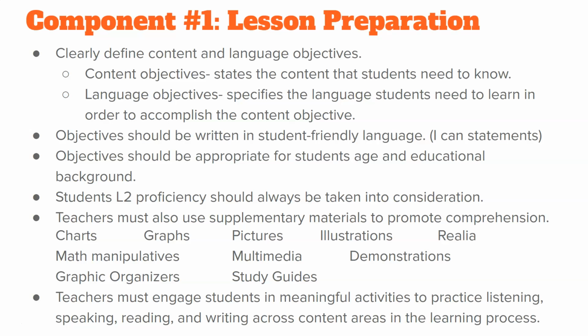Also, their L2 proficiency should be taken into consideration when you are thinking about the language objective. So if a student is in, let's say, third grade, but they're still in the silent period, the language objective might be for them to respond with a thumbs up or a thumbs down. So, not something where they have to produce language, because we know that when students are in the silent period, they don't produce output. So, you need to keep in mind their proficiency level when planning a lesson.